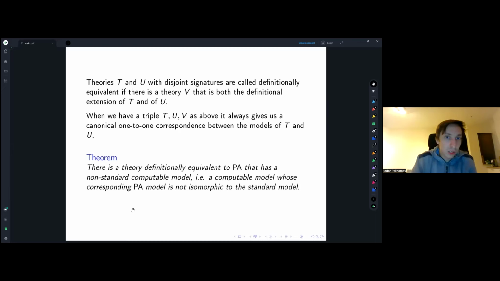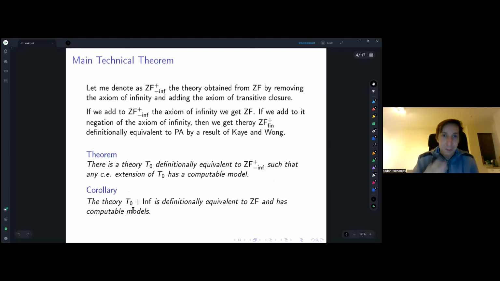So for the rest of the talk, I will be proving this theorem. In fact, I will be proving something more general. So let me state what exactly I will be proving. Let's consider the theory ZF minus inf. This will be Zermelo-Fraenkel theory where we removed the axiom of infinity and added the axiom of transitive closure.